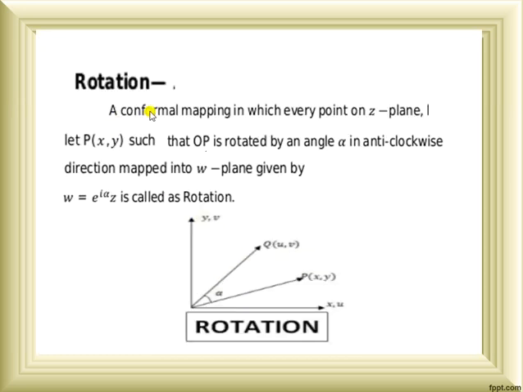Move on to the next category, rotation. A conformal mapping in which every point P(x, y) on the Z plane, such that OP is rotated by an angle alpha in the anti-clockwise direction, is mapped onto the W plane given by W = e^(i alpha) Z, is called rotation. Here the transformation is W = e^(i alpha) Z. So this OP is rotated into OQ by the angle alpha. So this is rotation. We are using the transformation e^(i alpha) Z.